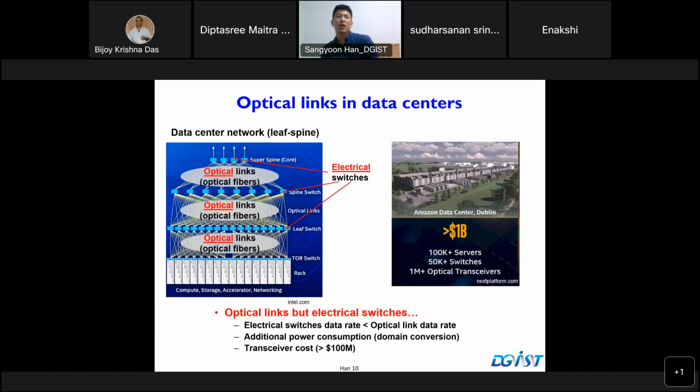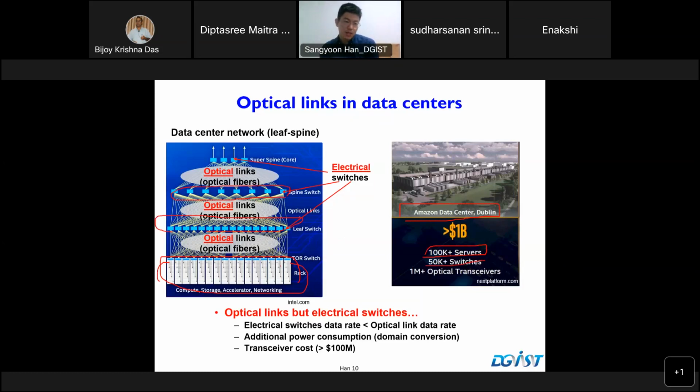The left figure shows a simplified picture of what a data center looks like. It has many servers. For example, the Amazon data center in Dublin has 100K servers, and these servers are linked through optical links, which means optical fibers. These optical fibers are connected through switches in a few hierarchies, and there are tens of thousands of these switches in the data center.